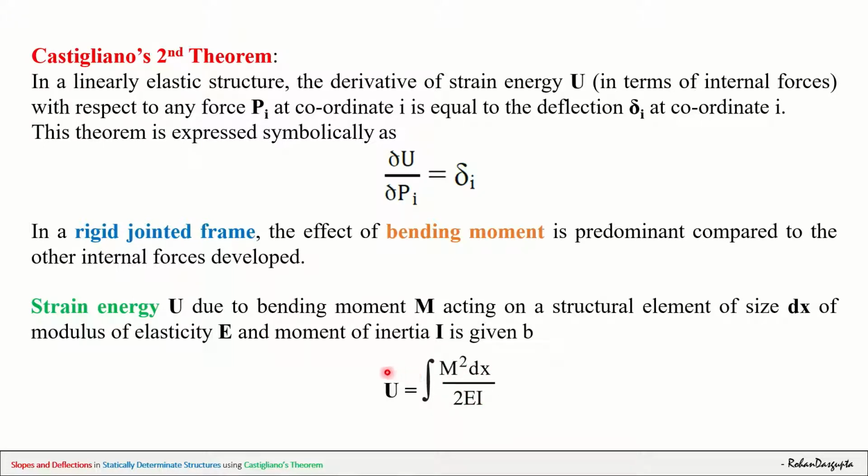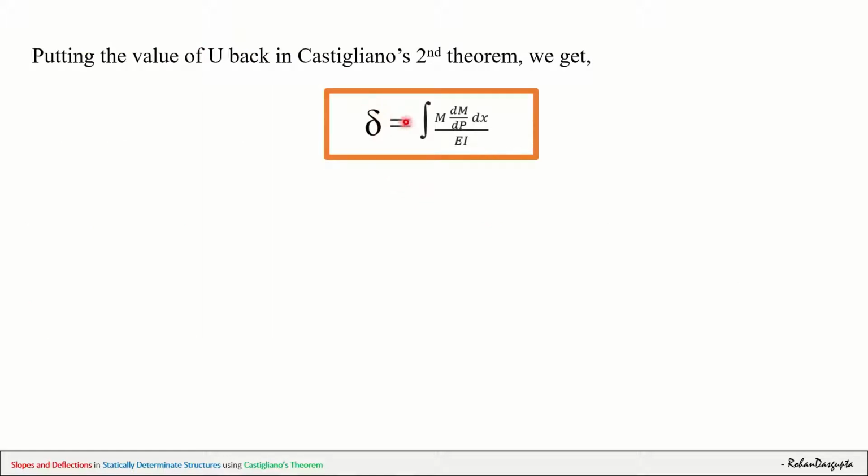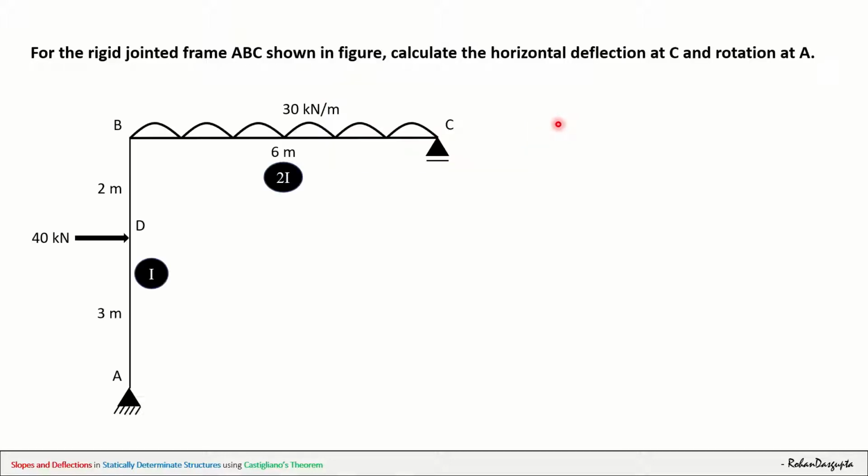Now, if I simply put this value of U in the above equation, I will get delta equals integration of M dM by dP dx divided by EI. This formula is extremely important for us, so note it down, because this is the formula that we are going to use to solve our problem. Now, speaking of the problem, let's directly jump into it.